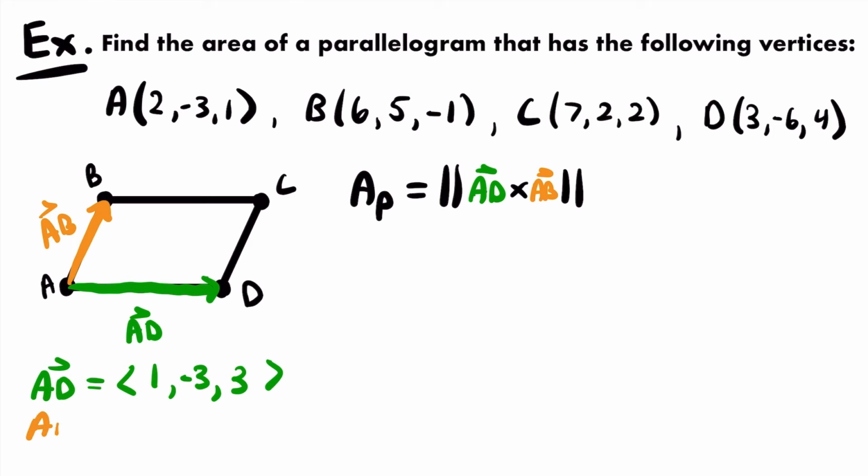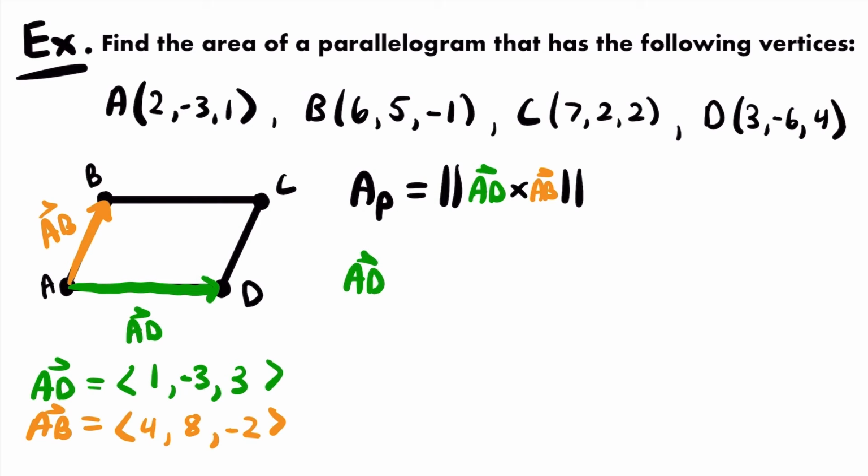And then let's find vector AB as well. That will be equal to this vector where we subtract the coordinates of A from the coordinates of B. So we'll have 6 minus 2, which is 4. Then we'll have 5 minus negative 3. That's the same as 5 plus 3. So that's 8. And then finally we have negative 1 minus 1, which is negative 2. Okay, and so now we have our two vectors. Now let's calculate their cross product, and then we'll take the magnitude of that vector. Okay, so let's find the cross product here.